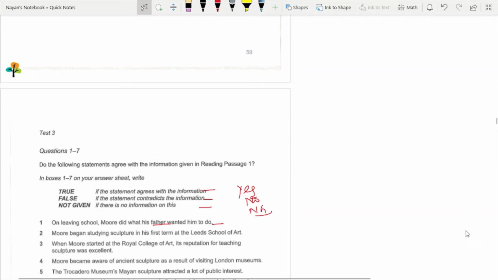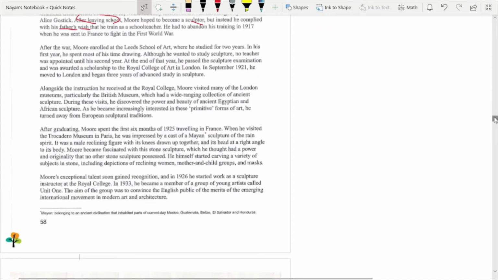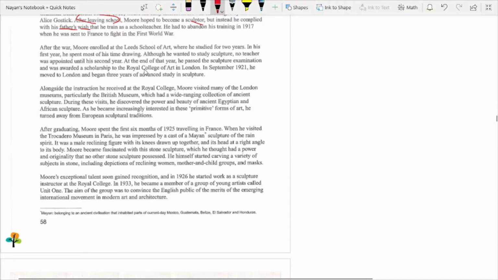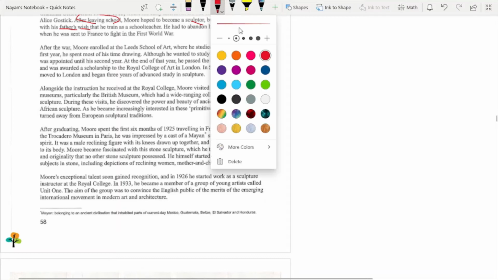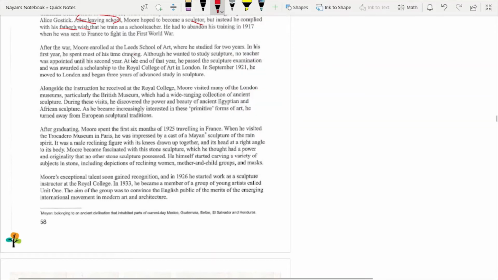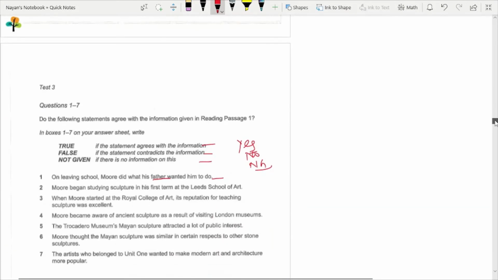Moray began studying sculpture in his first term at the Leeds School of Art. Here they are telling about what Moray began studying in his first term. This is a very important thing. First term they are asking for, right? So let's see what they are mentioning in the passage. After the war, Moray enrolled at the Leeds School where he studied for 2 years. In his first year, he spent most of his time drawing. No, and in the question they are saying sculpture. So this is contradictory. So in this case, the answer will be false.